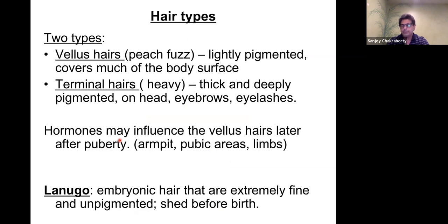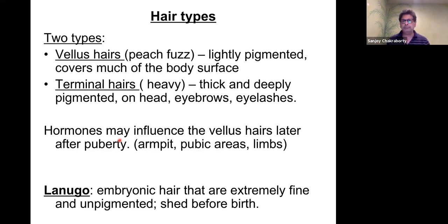Now, types of hair. Hair is mainly of two types. We call them peach fuzz, or lightly pigmented vellus hair, which is everywhere on the body surface, and terminal hairs, which are thickly, darkly pigmented hair. At birth, the dark terminal hairs are on the head, eyebrows and eyelashes. But later, due to the sex hormones after puberty, we grow more terminal hair in the armpit, pubic areas, and limbs. These are just the two types of hair based on their structure.